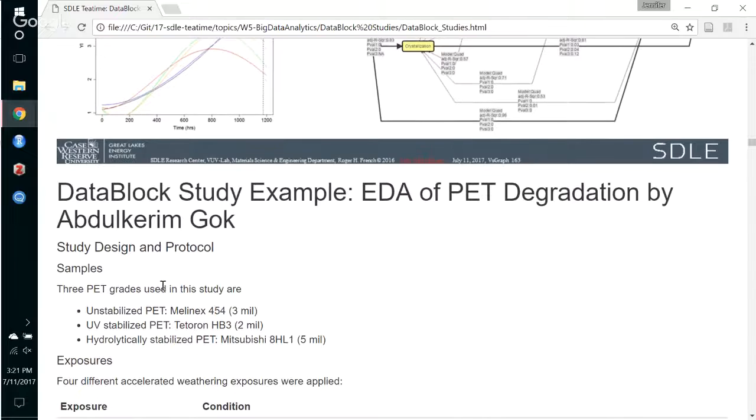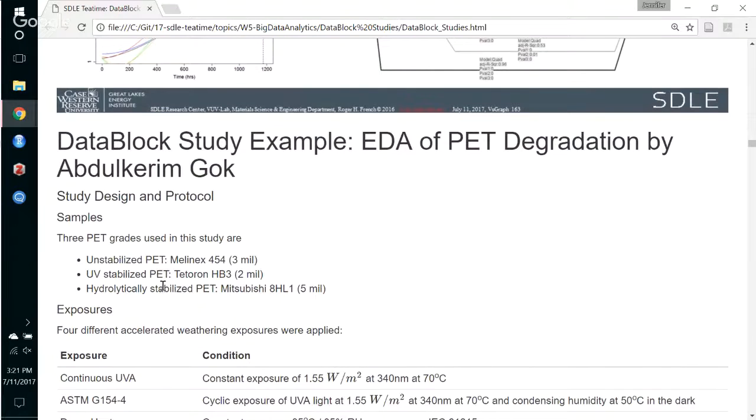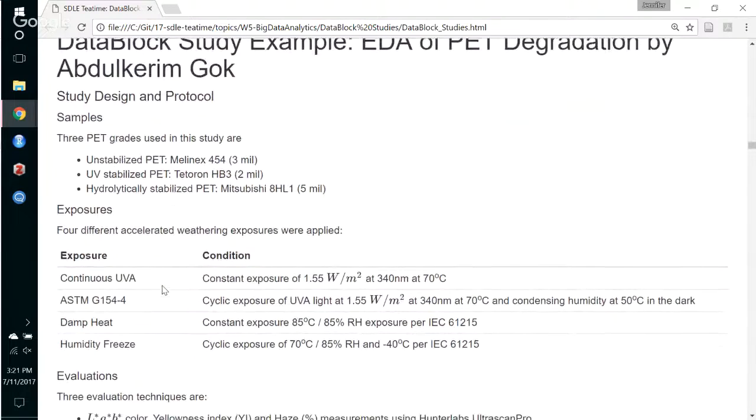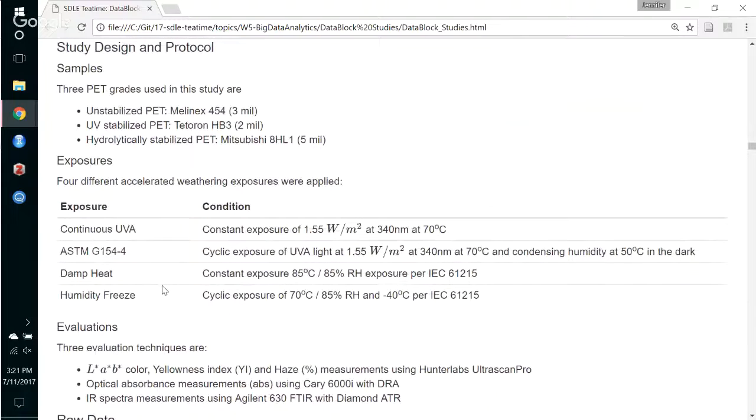So this is what I'm going to spend the rest of the time talking about, is his DataBlock study. So if you think back to the DataBlock I showed, the cube, so these samples are his candidates, so the 3 PET grades. So he has unstabilized PET, UV stabilized PET, and hydrolytically stabilized PET. And so just so everybody's on board, UV stabilized means it has an additive that absorbs UV and dissipates it as heat usually, so that the polymer doesn't absorb UV. And likewise, hydrolytically stabilized is so that the bonds aren't broken by water.